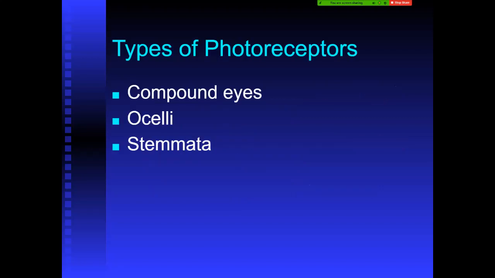So the photoreceptors are going to be found in the compound eyes. Remember, there's multiple facets that make up the compound eyes, and there's going to be pigments found in those cells, or they're going to be found in the ocelli, which are, again, those little spots that you can find on insect heads. They can pick up on light. And apparently a structure called stemmata as well.